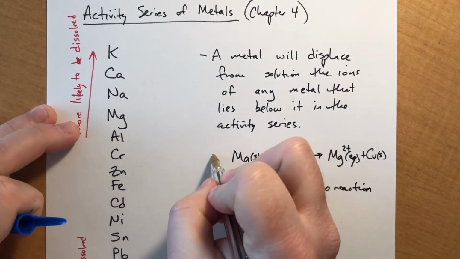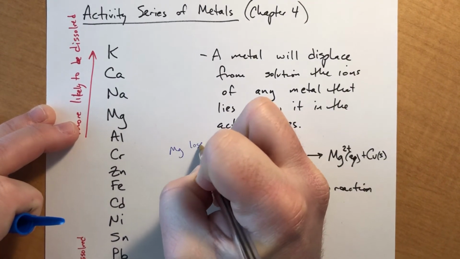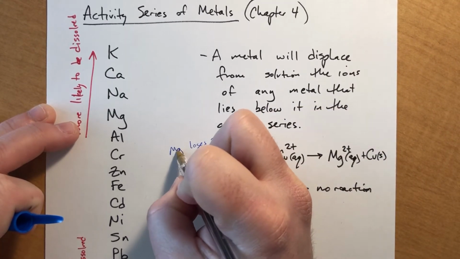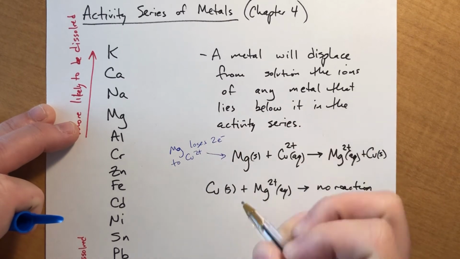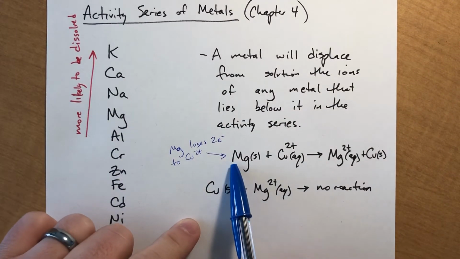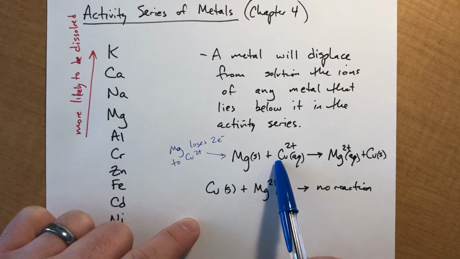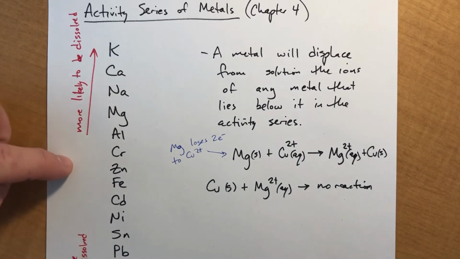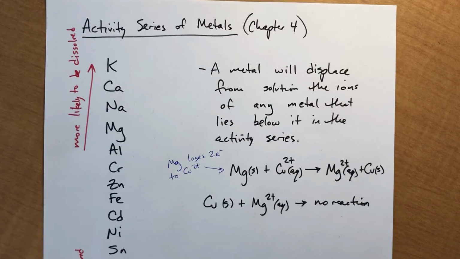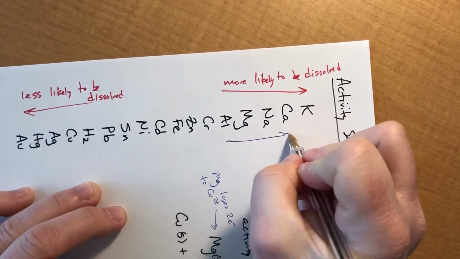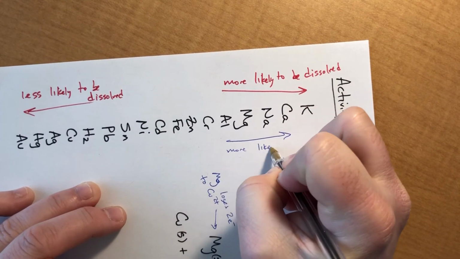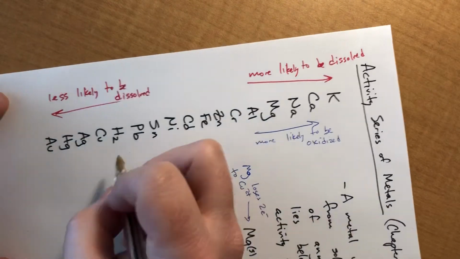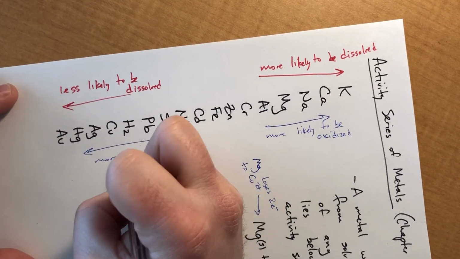So pointing this out here, magnesium loses 2 electrons to the copper 2 plus. And so the result is that this is losing electrons, it's being oxidized, and the copper is gaining electrons, it's being reduced. So the things at the top are more likely to be oxidized. I guess we could phrase it that way too. And the things at the bottom are more likely to be reduced.